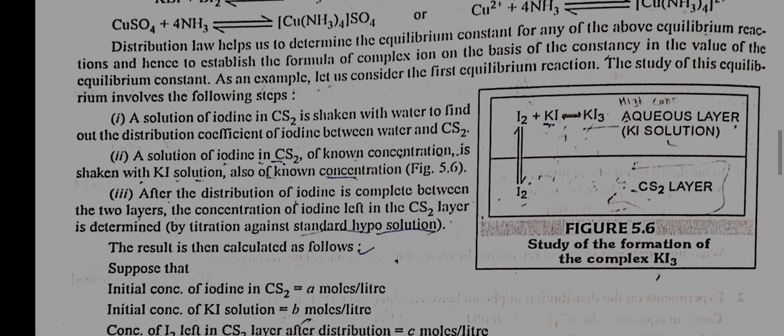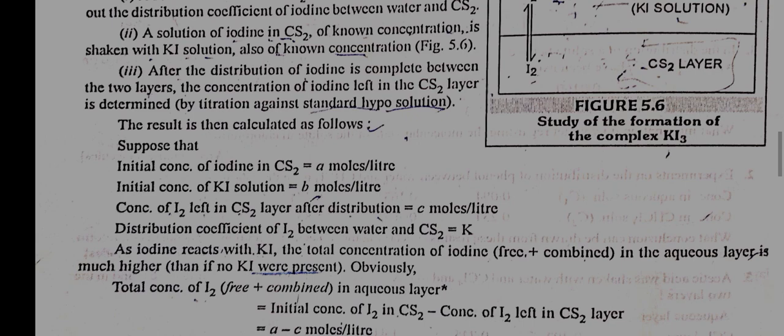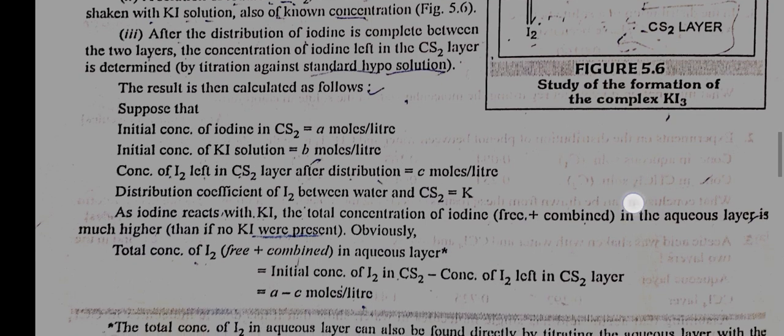The study of this equilibrium involves the following steps. First, a solution of iodine in CS2 is shaken with water to find out the distribution coefficient of iodine between water and CS2. Second, a solution of iodine in CS2 of known concentration is shaken with KI solution also of known concentration. Third, after the distribution of iodine is complete between the two layers, the concentration of iodine left in the CS2 layer is determined by titrating against standard hypo solution. The result is then calculated as follows.